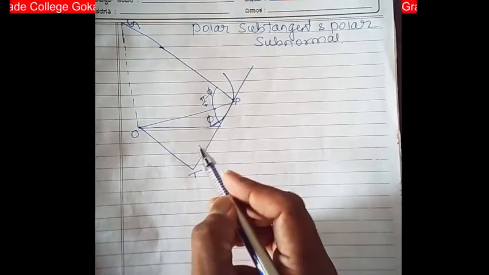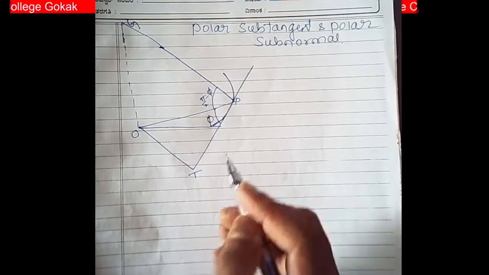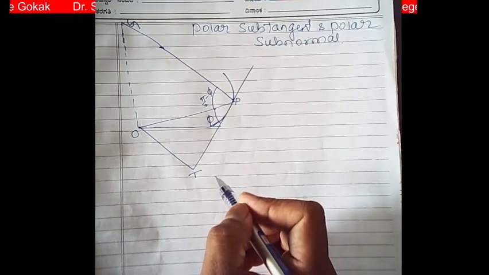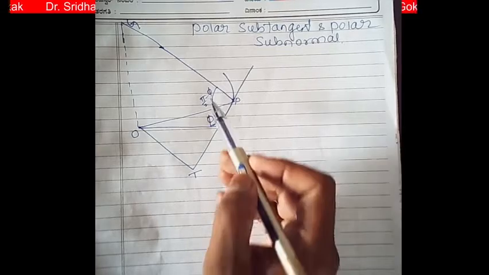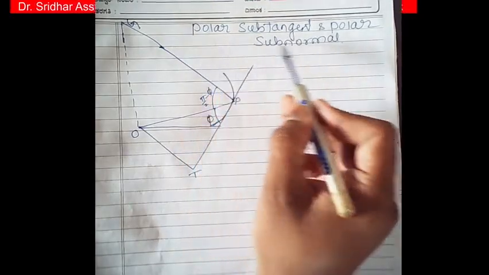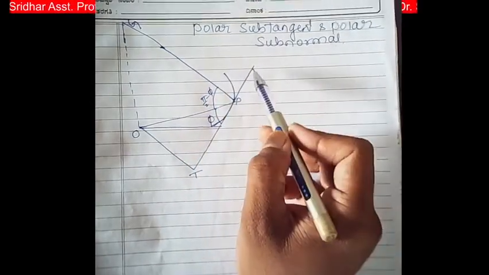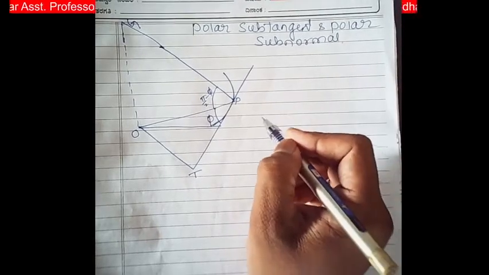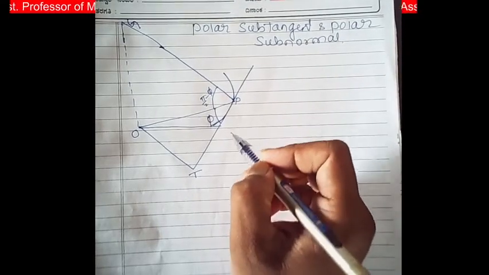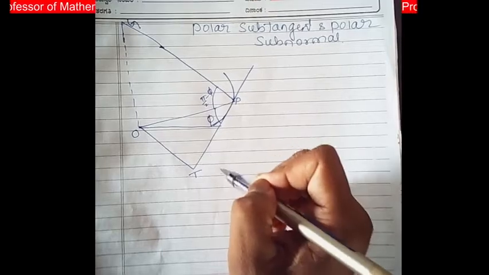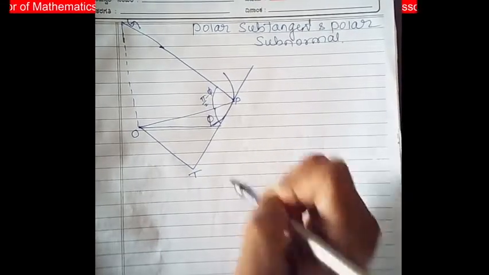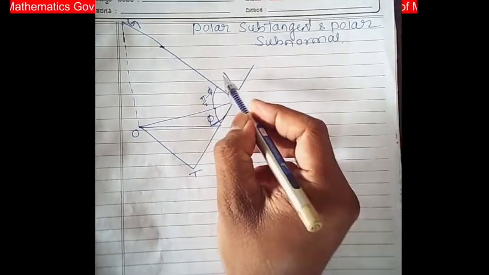So today we take polar subtangent and polar subnormal. So first we should see what is a polar subtangent and what is a polar subnormal. So for that, what we do, we consider a curve.